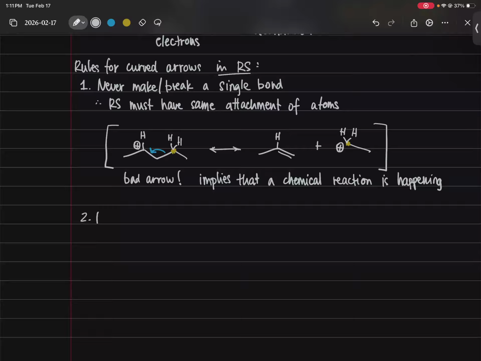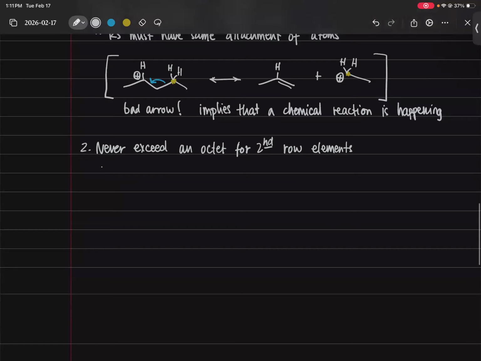Second rule. We can't exceed an octet for second row elements. So second row is carbon, nitrogen, oxygen, etc. However, if we have less than an octet, that's fine. We can have less than an octet.